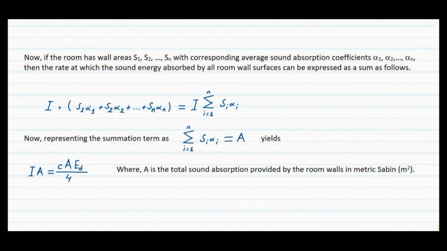Now, if the room has wall areas S1, S2, all the way up to Sn, with corresponding average sound absorption coefficients alpha 1, alpha 2, all the way up to alpha n, then the rate at which the sound energy is absorbed by all room wall surfaces can be expressed as a sum as follows. And we can write I times A equals c times A times E sub d divided by 4.